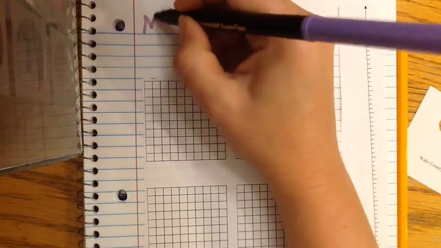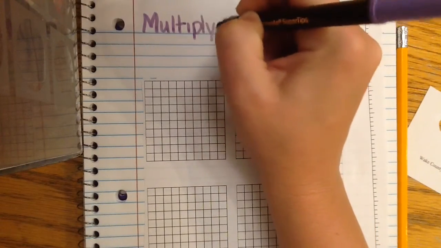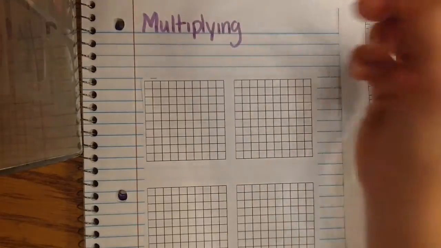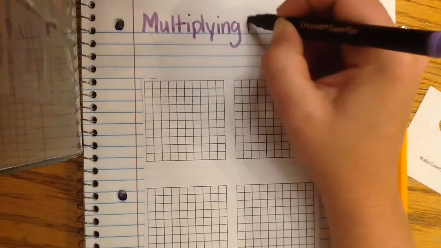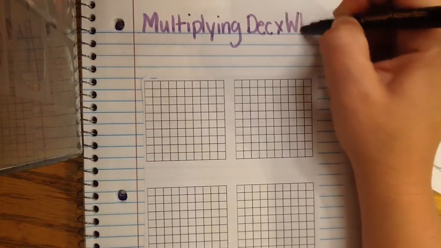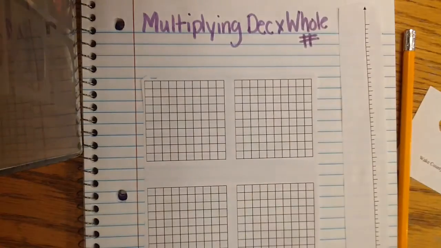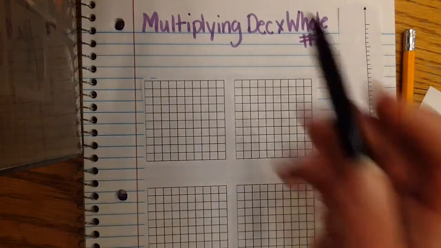Today we're going to review all the different methods that we've done for multiplying. Decimal times whole number. Okay, so let's practice our first one.